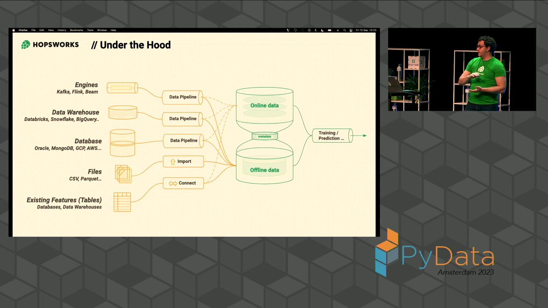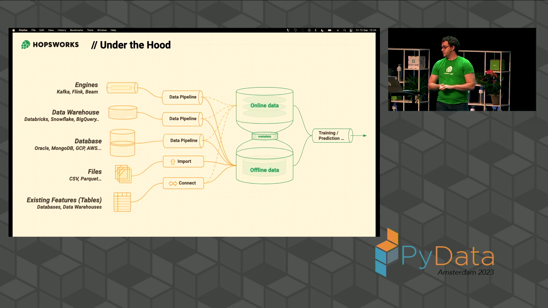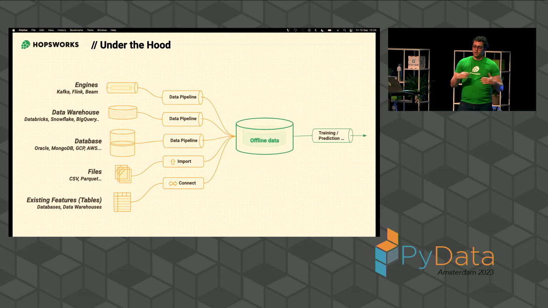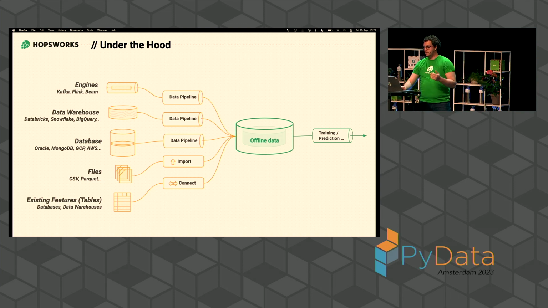But the other 2 aspects are the offline data storage and the online data storage. The offline data storage is what powers all the model training and all the batch predictions. The online data storage is what powers the real-time inference. The online storage is a real-time in-memory database. It's fast. In today's talk, we're going to focus only on the offline part, and how and why we improved it.